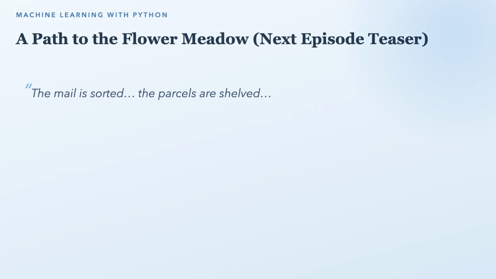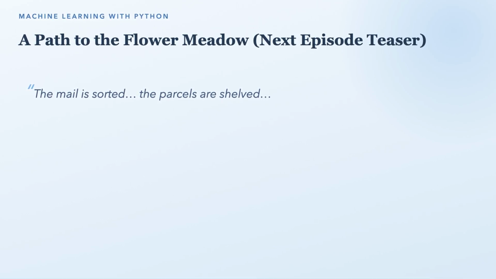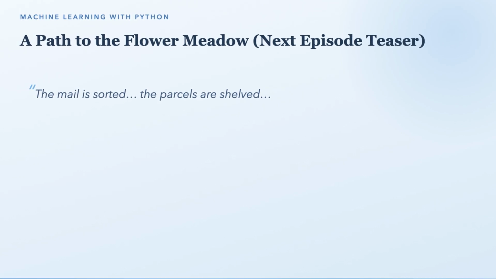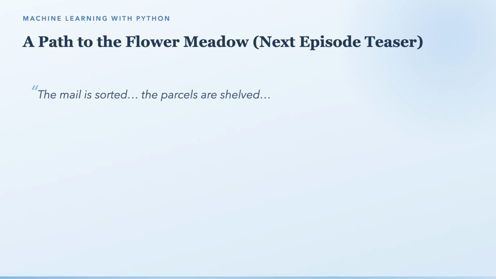The mail is sorted, the parcels are shelved, and the garden gate stands open. Beyond it, a meadow, full of irises in 3 soft colors, and on the path, 1 flower with no name at all. Next time, we'll learn perhaps the gentlest idea in machine learning. When you don't know what something is, simply ask its nearest neighbors. Rest here a moment. When you're ready, the meadow is waiting.